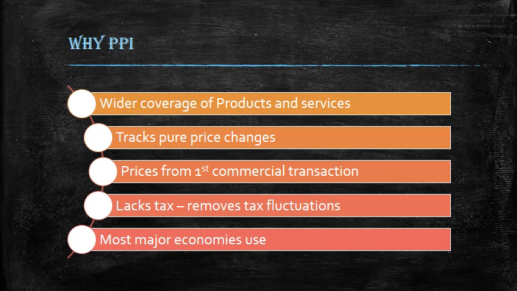So if you see these features of PPI, first of all, it gives you a wider coverage of products and services. Secondly, it tracks pure price changes. What this means is if a producer is producing something, at that point, that is the first commercial transaction. So it lacks tax and tax fluctuations. It also removes effects of transportation and storage.